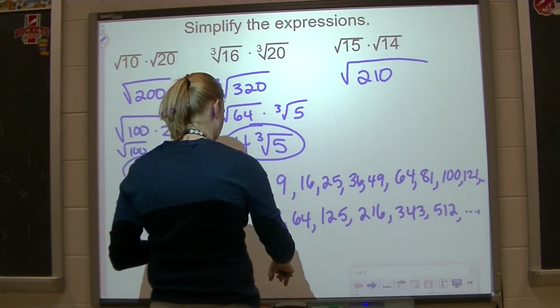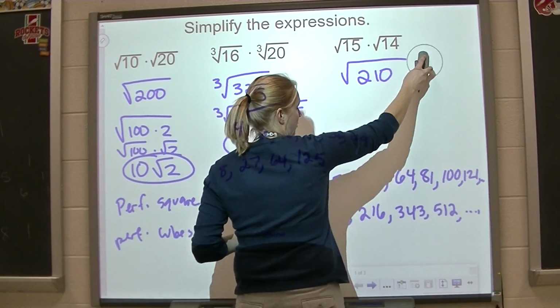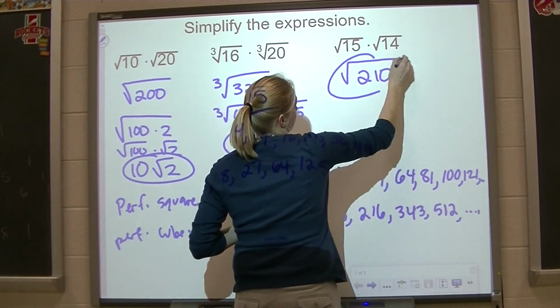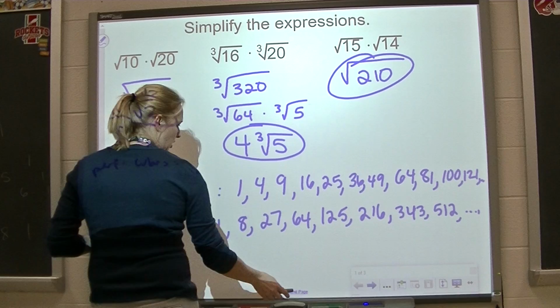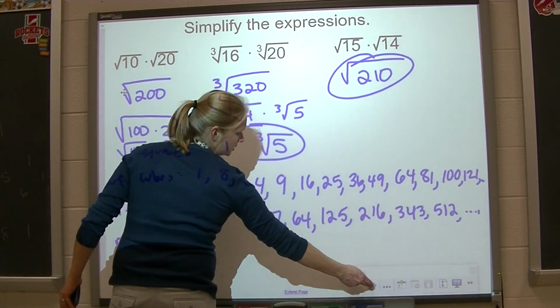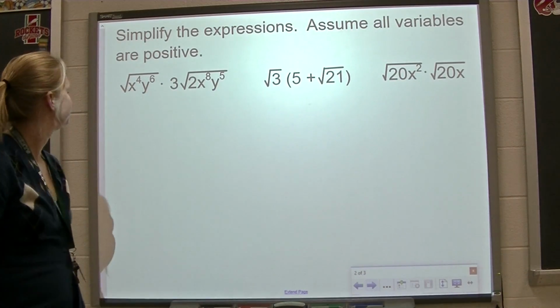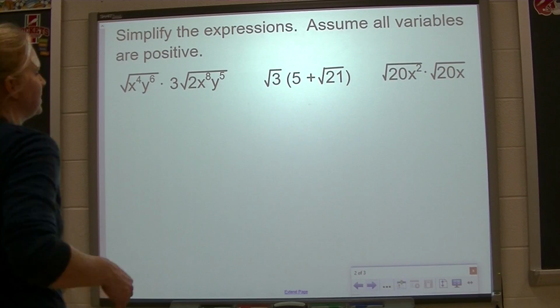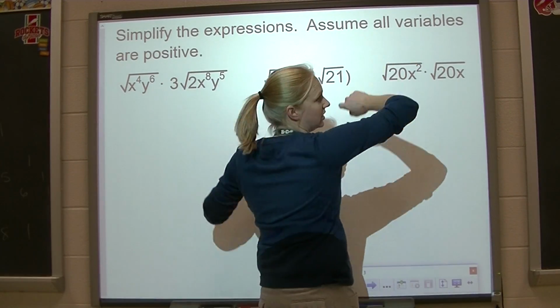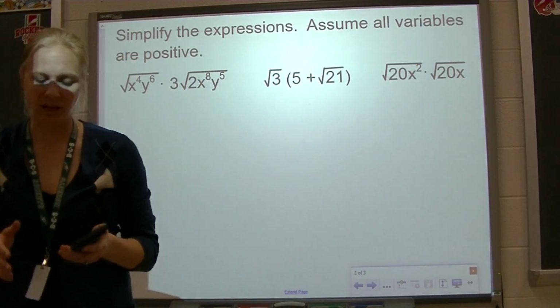So guess what? This is in its simplest form. It can't be simplified any further. That's it. It's okay if you have that. Let's see what we have here. Okay, this says simplify the expressions and assume all variables are positive. So because it's saying that, we don't have to include the whole absolute value like we did last lesson.